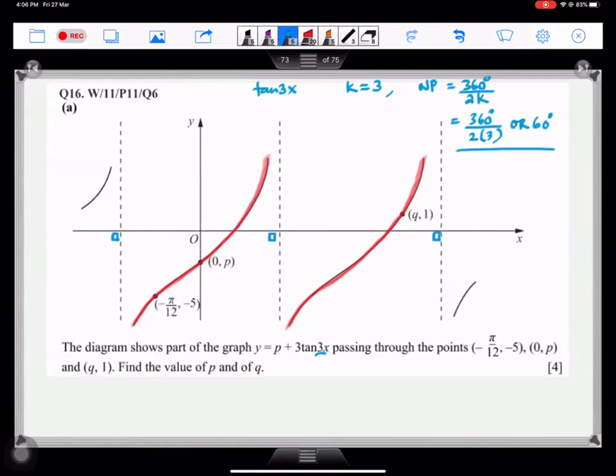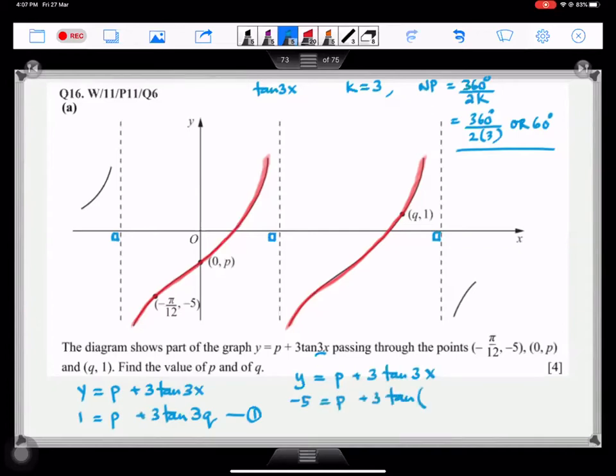Okay, now the thing is, what can I find? I can first plug in one of the points, y equals p plus 3 tangent 3x. Can I plug in 0 and p? If I plug in 0 and p, nothing will happen. Tangent of 0 is 0, then p is equal to p. So this is useless to plug in. Can I plug in q and 1? Let's see. If I plug in q and 1, this is 1, this is p plus 3 tangent 3q. This is one equation. And if I plug in minus pi by 12 and minus 5, I think that will give me some information. y equals p plus 3 tangent 3x. When y is minus 5, p is p, 3 tangent 3 times minus pi by 12.